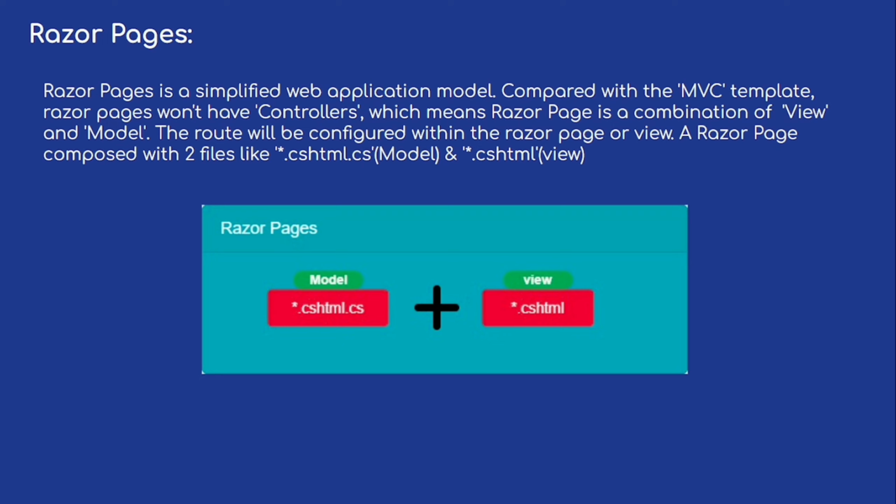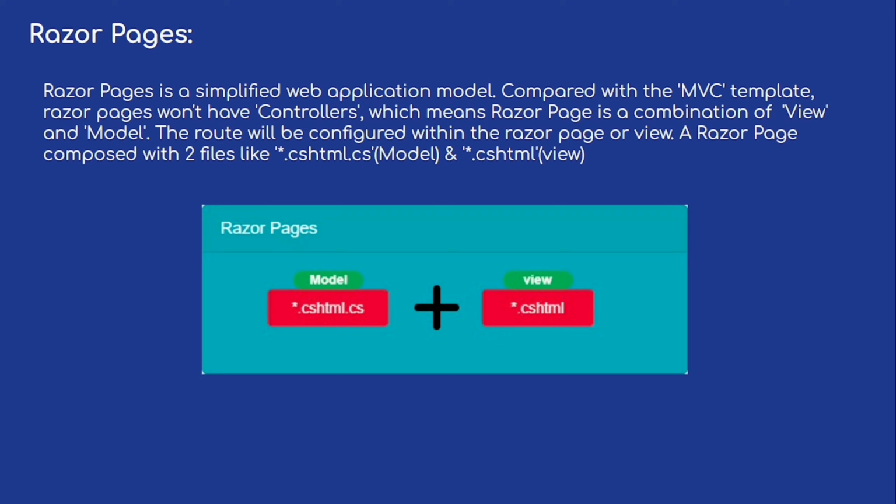Server-side applications. Compared with the MVC template, Razor Pages won't have a controller. It is almost like an MVC architecture, but it won't contain a controller. Which means Razor Pages is a combination of views and models. Views are nothing but the CSHTML. The route will be configured within the Razor Pages. Since there is no controller, in the view page only the route can be configured.